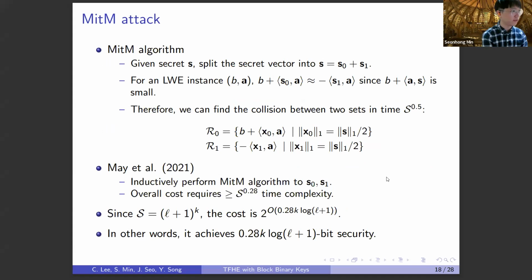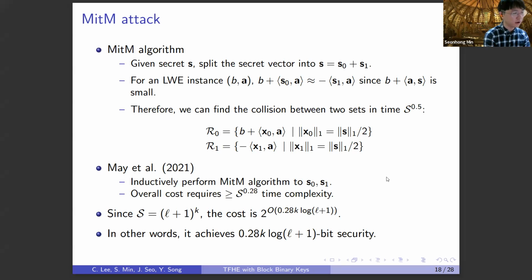And also we can think of the meet-in-the-middle attack. The meet-in-the-middle attack is, in a nutshell, when given a secret S, you can split the secret vector into S0 and S1, and the Hamming weight of S0 and S1 is approximately half of the Hamming weight of S. So when you're given an LWE instance (B, A), then B plus S0·A is approximately minus S1·A, because B plus S·A is small. Then we can find the collision between two sets, R0 and R1.